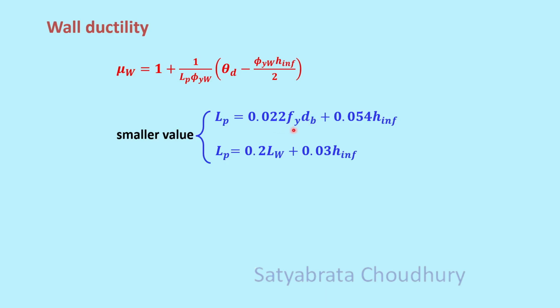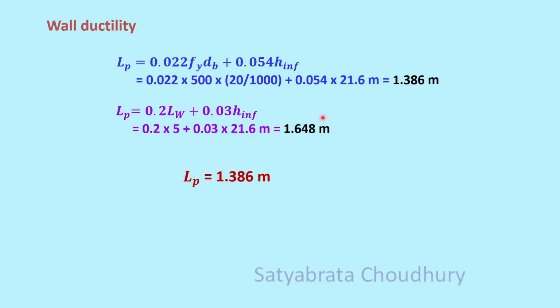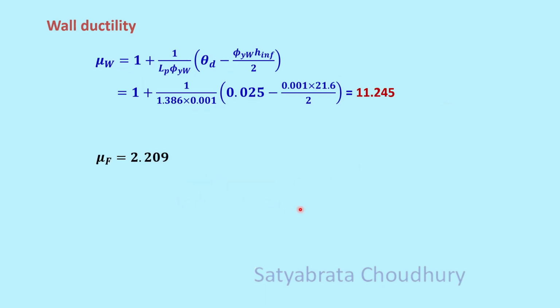Fy is the Fy of the steel, dB is the diameter of the bar, and inflection height. LW is the length of the wall, horizontal length of the wall. Out of these two, whichever comes less is the value to be used. The yield curvature of the wall is given by 2 epsilon y by length of wall. So setting these expressions for LP, we get one value as 1.386 meter, and the second value comes out as 1.648 meters. So the lower one is this, so this becomes the value of LP.